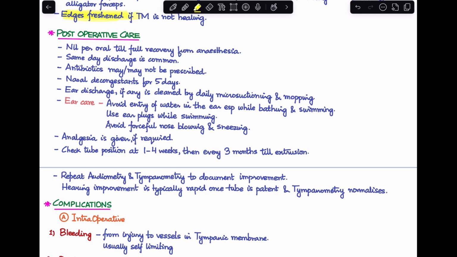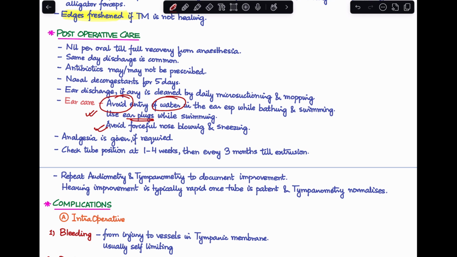Next, if there is any ear discharge, it is cleaned by daily microsuctioning and mopping. And certain things that you have to explain to the patient is how to take care of the ear. Number one, you have to avoid entry of water in the ear, especially while the patient is bathing or swimming. Usually, swimming is not allowed, but if they want to go swimming, they should use ear plugs. Also avoid any forceful nose blowing and sneezing because that will cause extrusion of the tube because of the pressure buildup. So these are certain things that you have to explain to the patient as post-operative care.